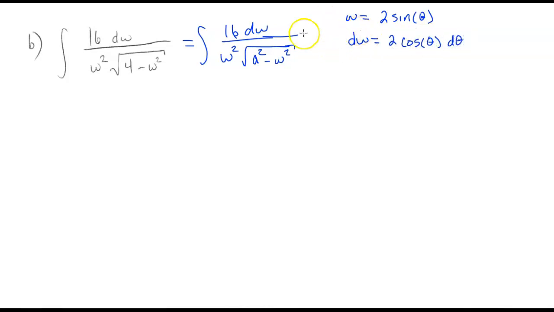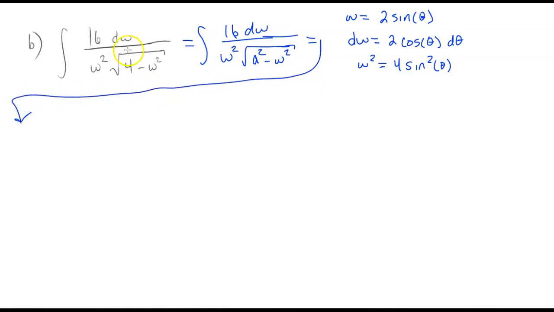And also note that in addition to the dw and the square root of a squared minus w squared here, I also need to figure out what w squared is. And of course, w squared is just going to be 2 times sine theta quantity squared, which is just 4 times sine squared theta. Okay, so now that we have all that, we can now come here and replace everything.